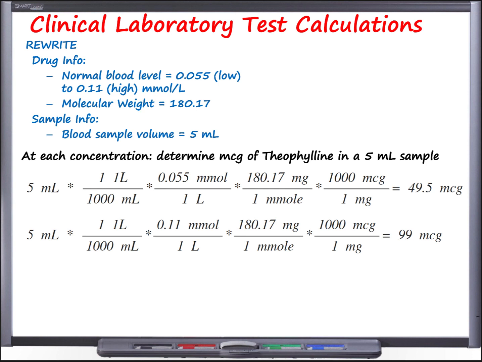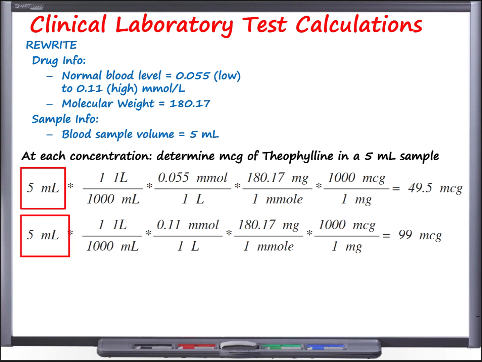Okay, and both the high value and the low value are worked the same. So I show both. The top is solving this for the low value of 0.55 millimoles. The equation on the bottom shows you the math to do it for the higher concentration of 0.11 millimoles. All right, but it's worked the same. And let's do this step by step.